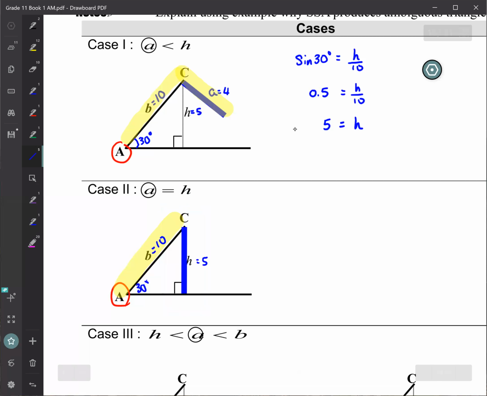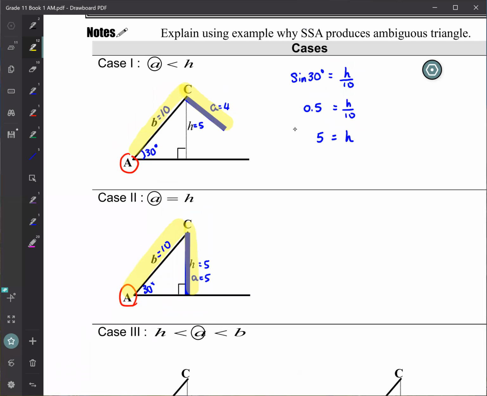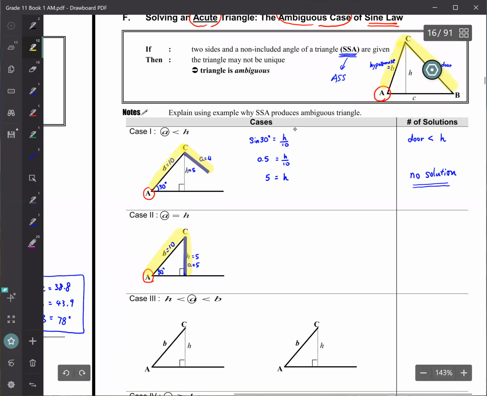The blue side is the side that's swinging, because that side is not fixed. It did not tell you the angle at angle C, so that part can swing around. So this one is A, also 5. So the triangle that's formed will be this. So this time you actually have a triangle, and it's also a right triangle. So you get this case when the door is the same as height. You get one solution, and that solution is a right triangle solution.